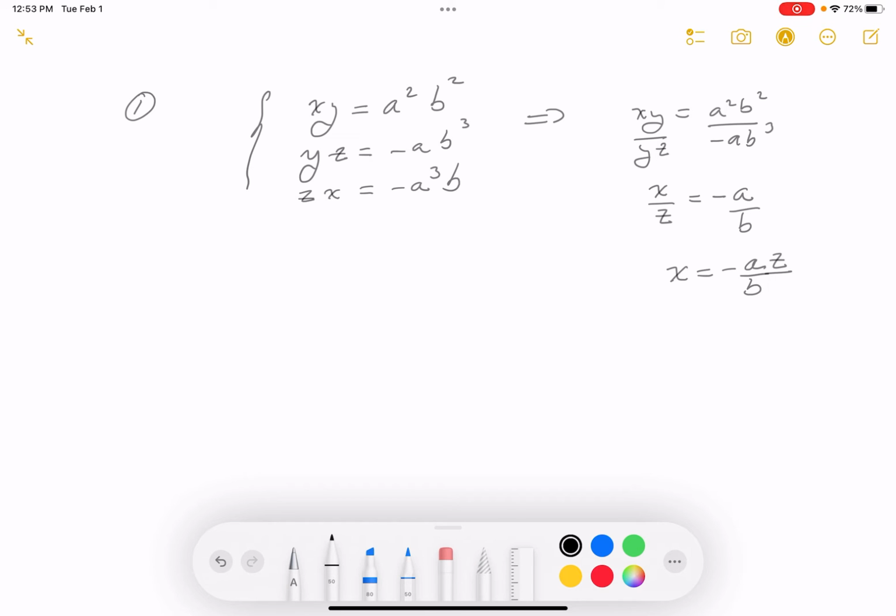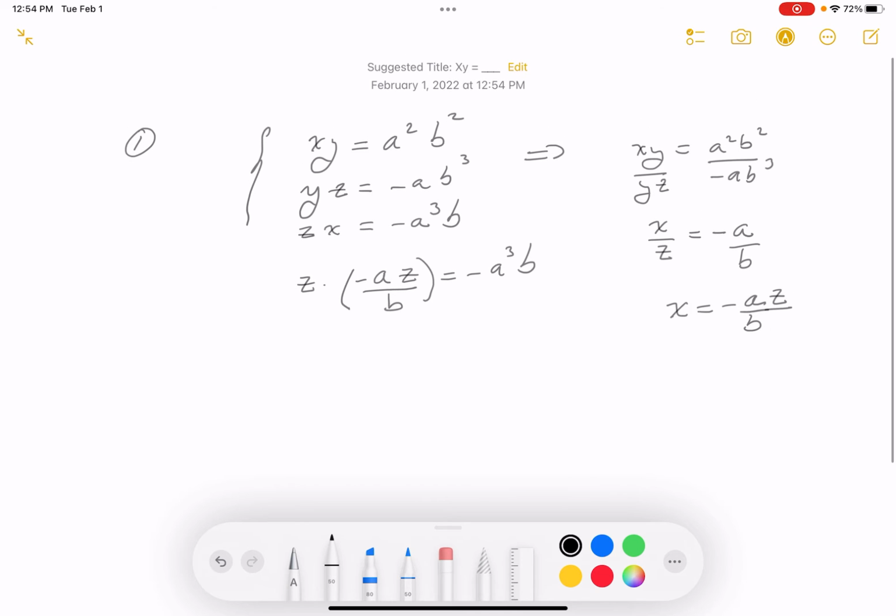All right, so I'm starting to realize if I took this and substituted it into the third equation, let me write that down for you. Z times X. Well, what's X? It's minus A Z over B, which would be equal to minus A cubed B. Well, I got to simplify that, but at least that's an equation with one unknown in it. And again, a reminder: X, Y, and Z are the variables. Just A and B are the parameters, some kind of unknown constant to me.